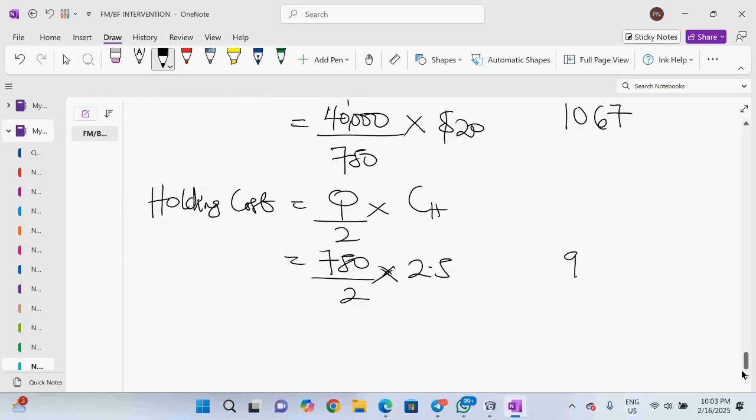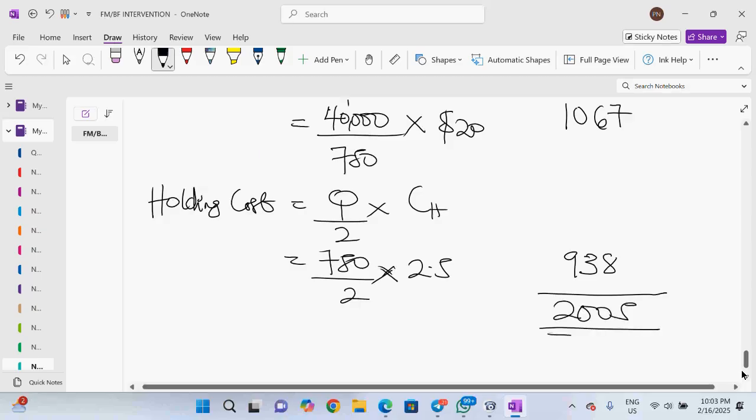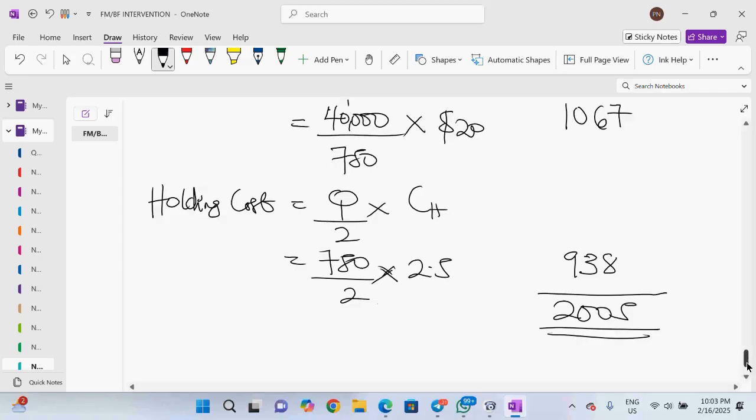$936 to the nearest whole number. Okay. Is to the nearest whole number is how much? 938. 38 plus 1067, 205, right? Yes. 2005. So this is also the cost of inventory at 750 units. When we order 750 units each time, this is the cost.